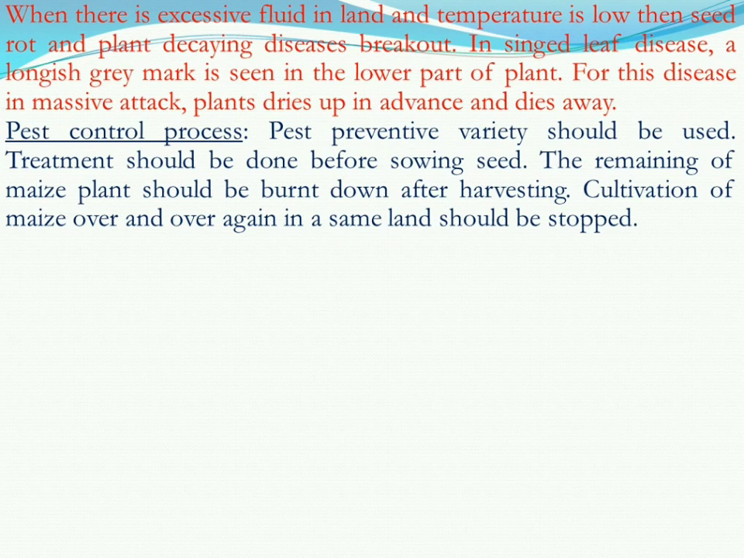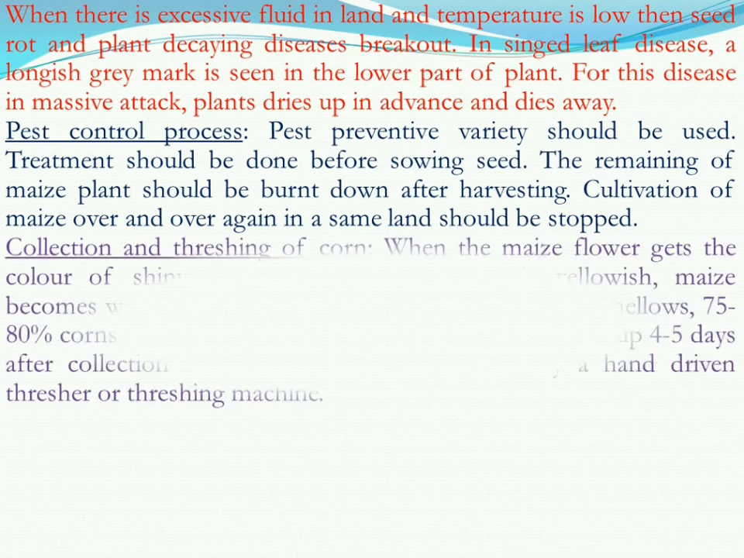Cultivation of maize over and over again in the same land should be stopped. So we can't grow maize in the same land year after year. If you are producing for 2 years repeatedly, then the next year we have to stop maize cultivation on that land and grow something else, then again after 2 or 3 years we can grow maize on that land. So these are the pest control processes.